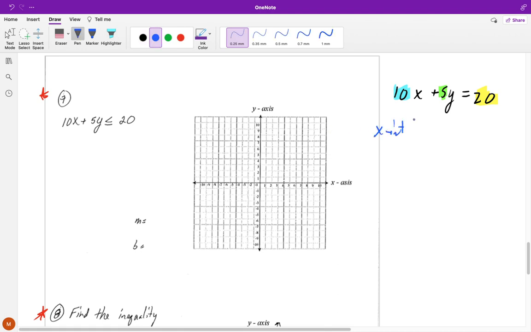And I'm going to solve for my x-intercept. And when we solve for x-intercept, we just simply set y equal to 0. So 10x plus 5 times 0 is equal to 20. Well, this is 0, so 10x is equal to 20. Now I solve for x by dividing by 10, so x is equal to 2.